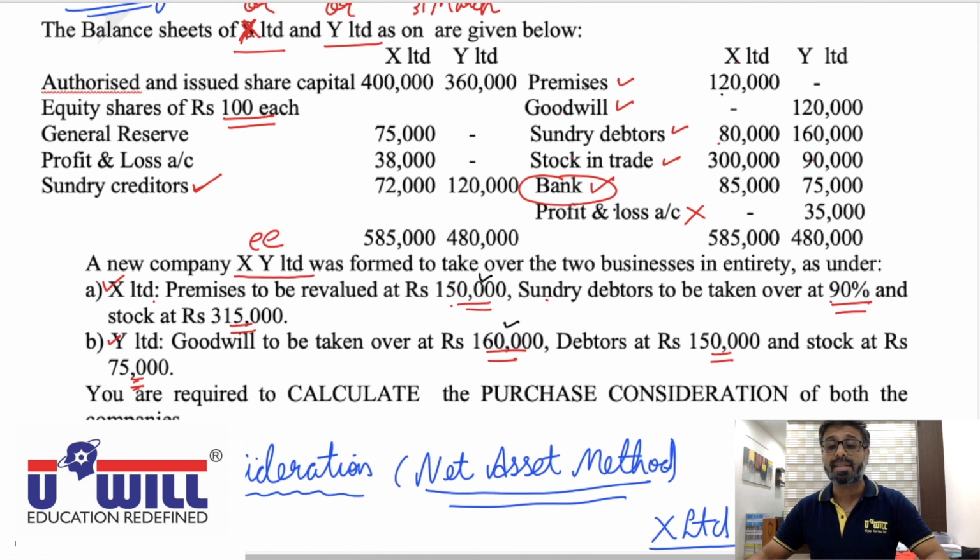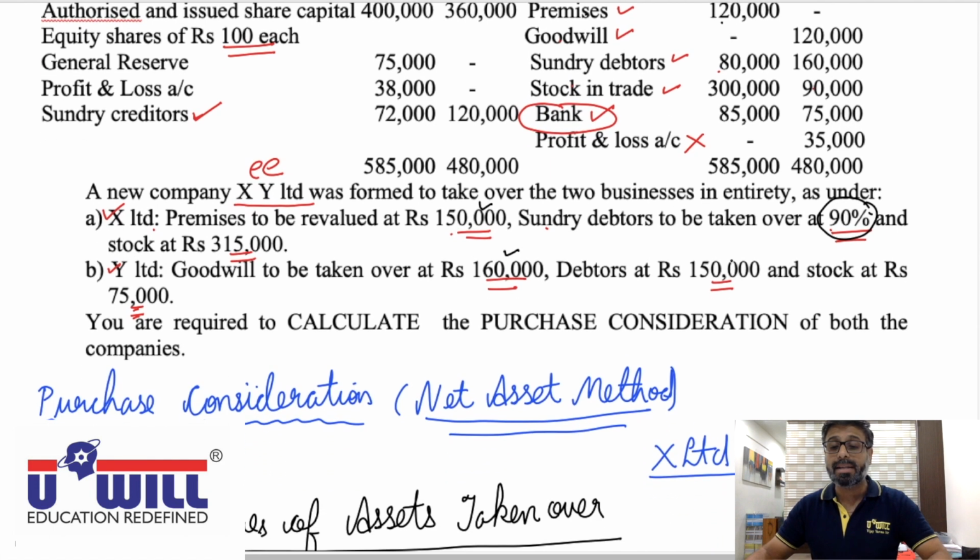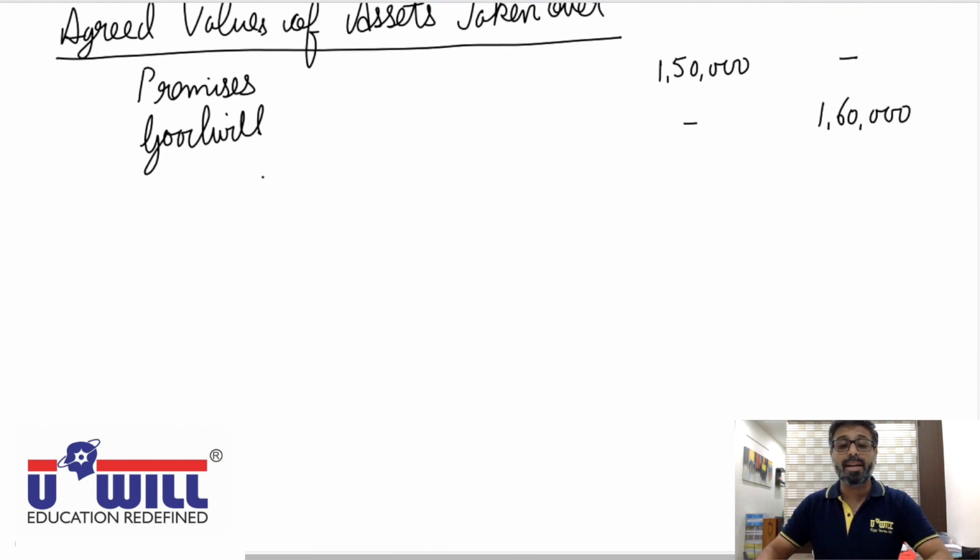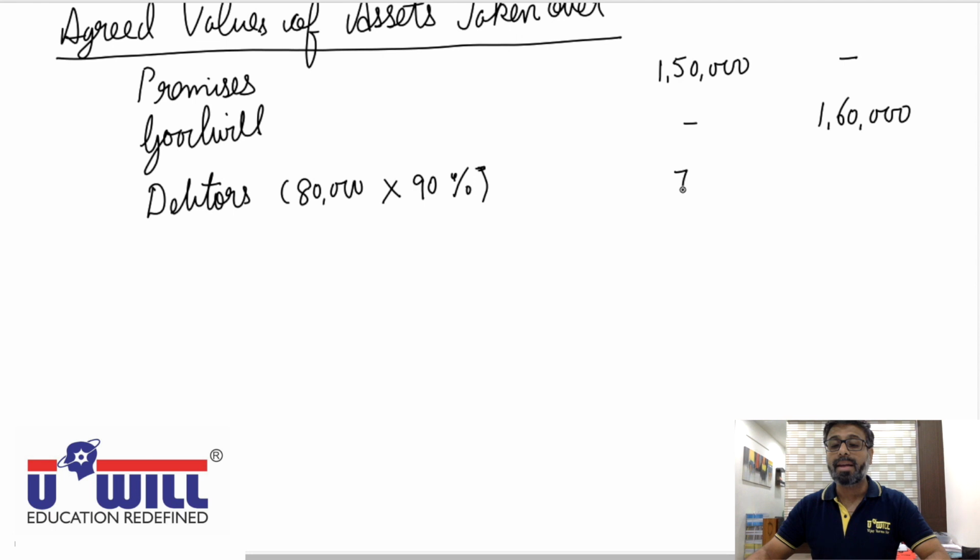Then after goodwill we have sundry debtors. Now sundry debtors in X Limited, it is given they are taken at 90%. So 80,000 is 90%, 72,000. And in Y Limited debtors are directly given 1,50,000. So debtors are 72,000 and 1,50,000. Agreed value of debtors in X Limited, it is 80,000, 90% that is 72,000, and in Y Limited's books it is directly given 1,50,000.